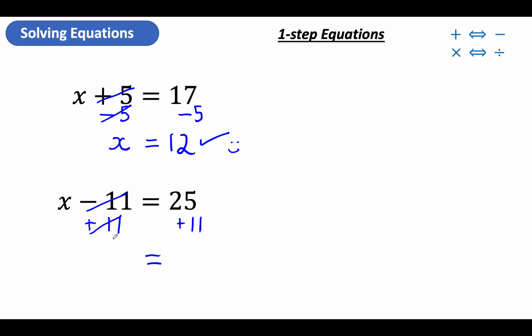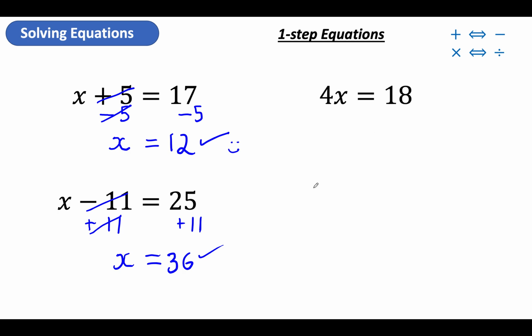So over here we've just got the x left on its own. Sad, poor, lonely x. And then 25 plus 11 equals 36. So I know that x is equal to 36. I have solved my equation.